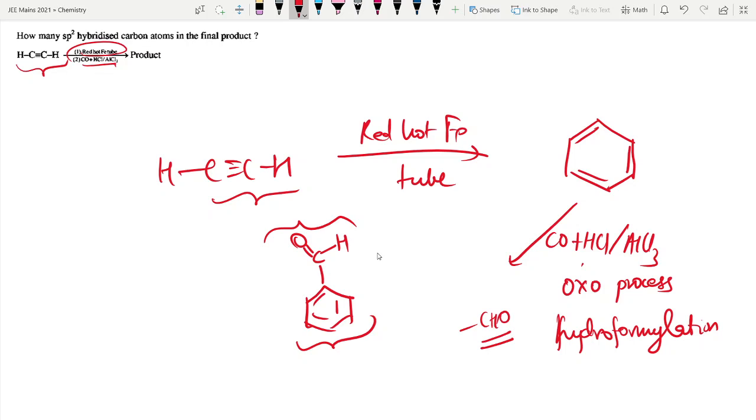If you remember that reaction from preparation of aromatic aldehydes, we have certain very interesting reactions like Etard's reaction, and this is, I think, Gattermann-Koch reaction maybe. So this is the final product, and sp2 carbons, as you can see, this is sp2, this is sp2, 1 2 3 4 5 6, all the carbons in the benzene ring are sp2, and then one more sp2, so 7.